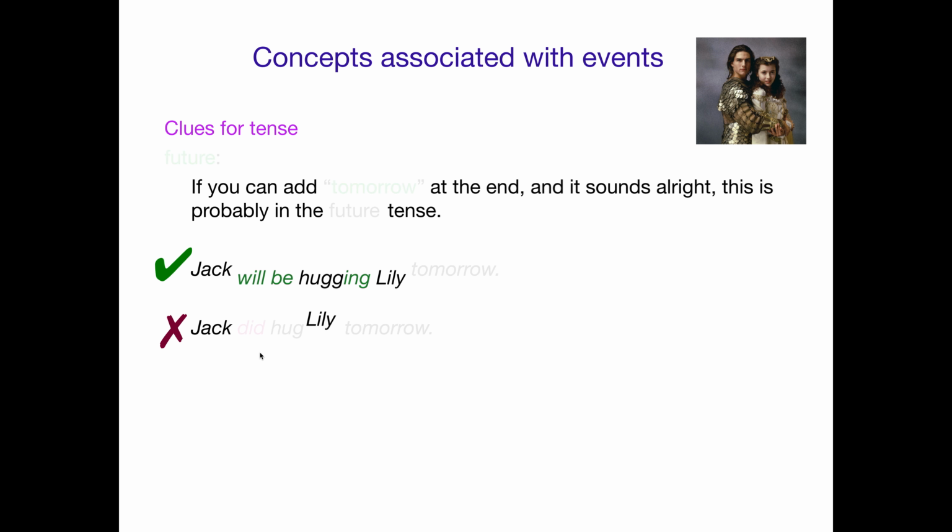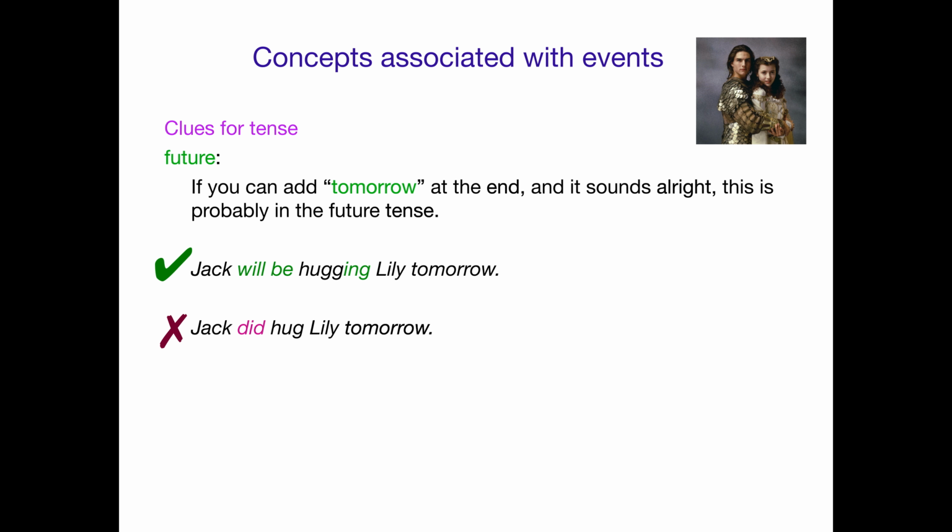And for future, if you can add tomorrow or some other specific future point in time at the end and it sounds all right, this is probably the future tense. So Jack will be hugging Lily tomorrow is fine. Jack did hug Lily tomorrow sounds weird, right? Because this is actually telling you past tense, and this is telling you that it's happening tomorrow, and that doesn't make sense. That's in conflict.